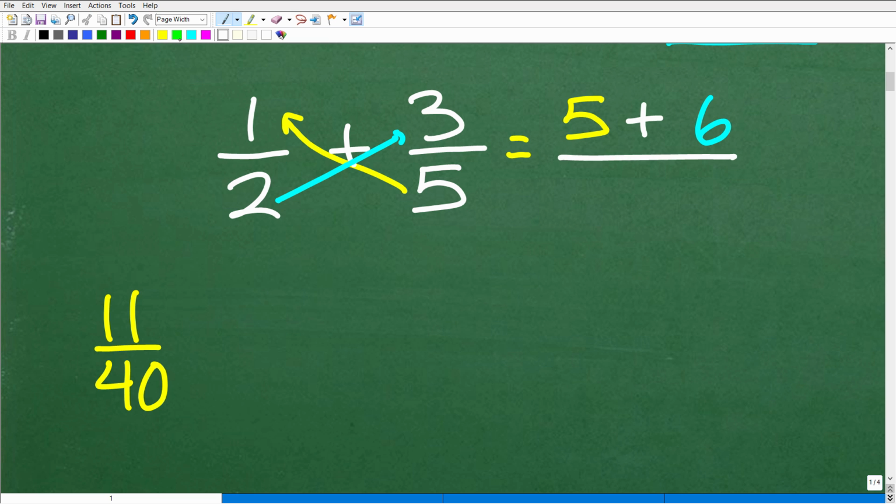And we're going to put this over the denominator, which is going to be this number times this number, 2 times 5. That is 10. So our final answer here is 11 over 10.